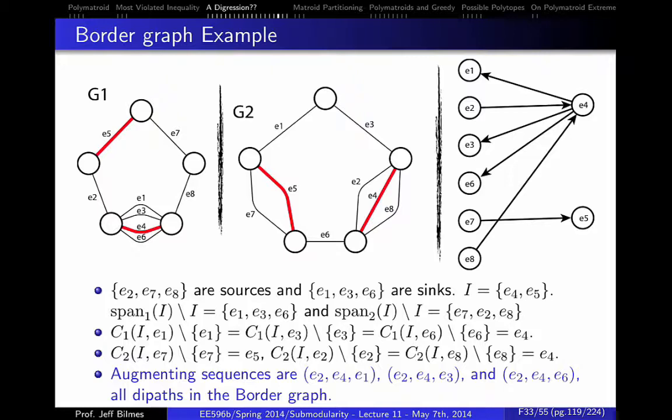So like E2, E4, E1 is an augmenting sequence. E1, E2, E4, E3 is an augmenting sequence, and E2, E4, E6. Each one of them is an augmenting sequence. That's one that would basically increase independence in both of these matroids.